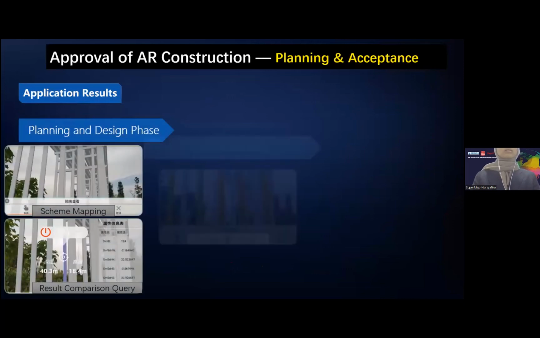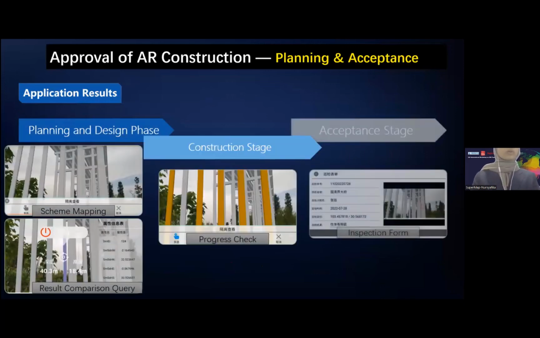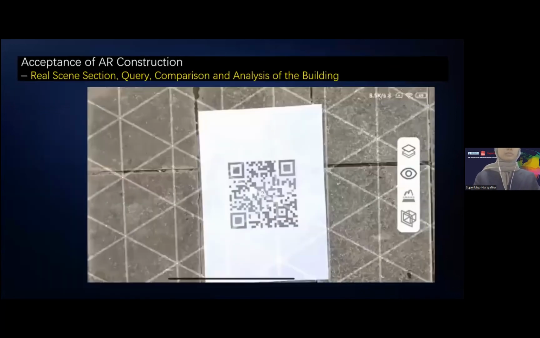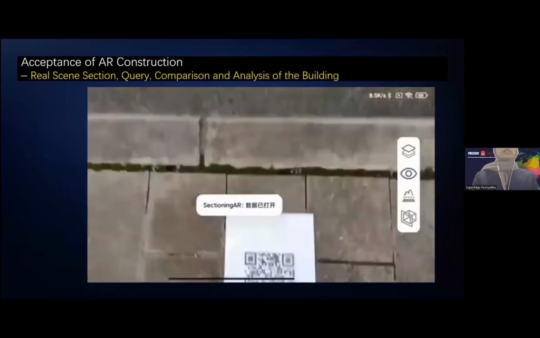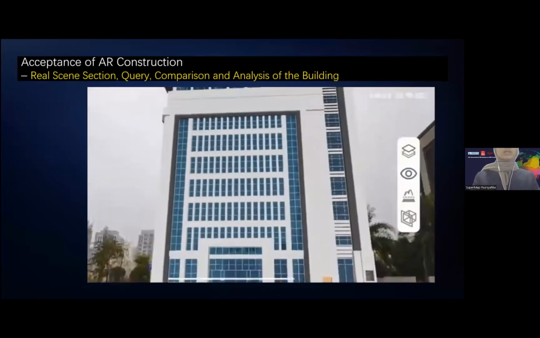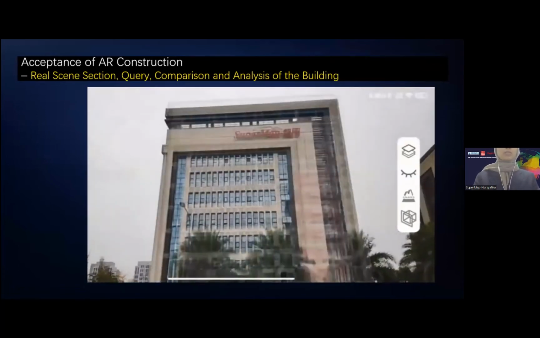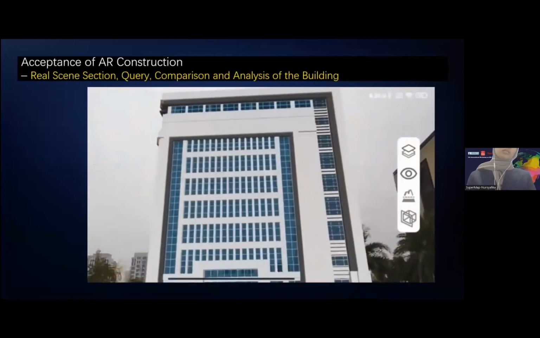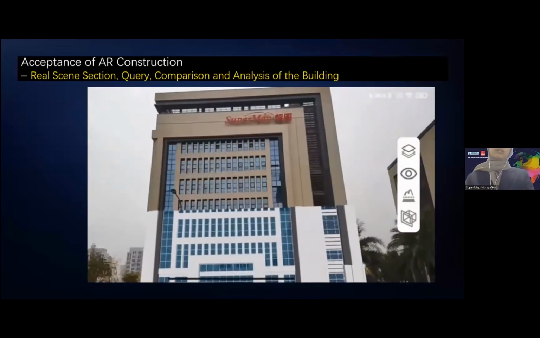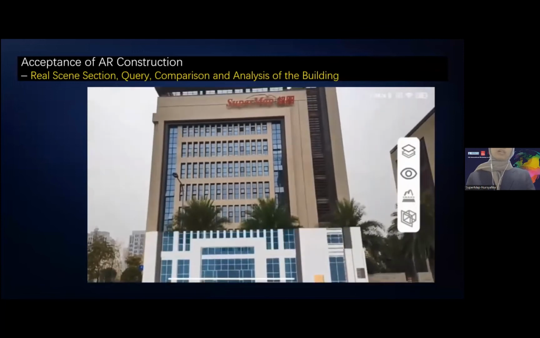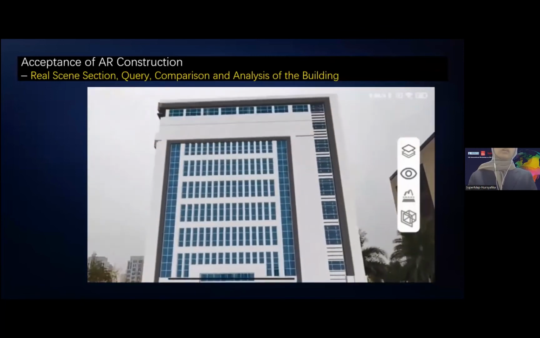So this is when you use AR during your construction, where you can do result comparison during the planning and design phase, have a progress check, and also do the inspection during the final stage. Okay, so this is an example of using AR, where you can do analysis and comparison of the building. Check the floor area and so on.